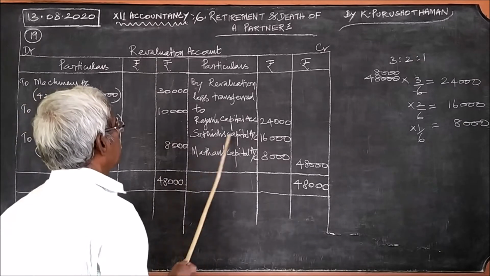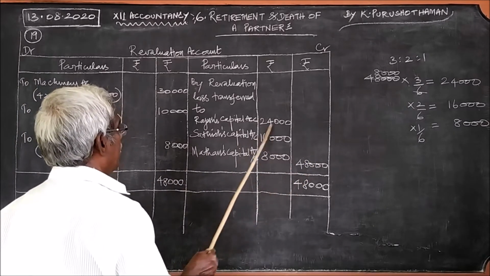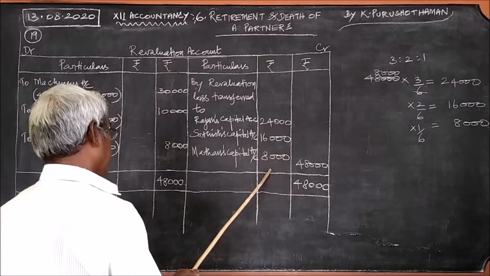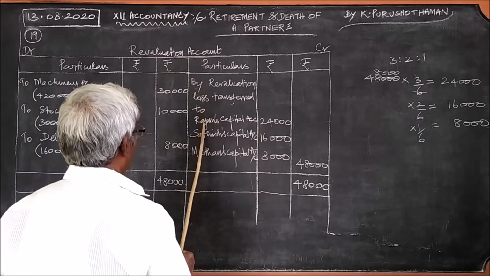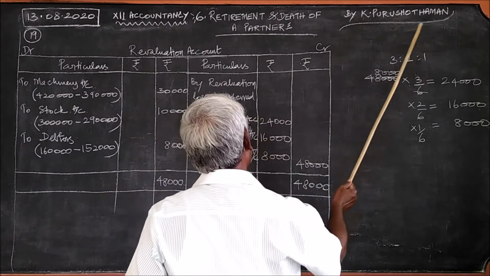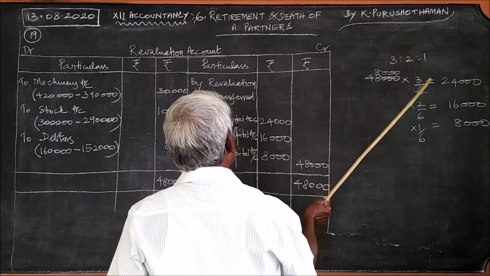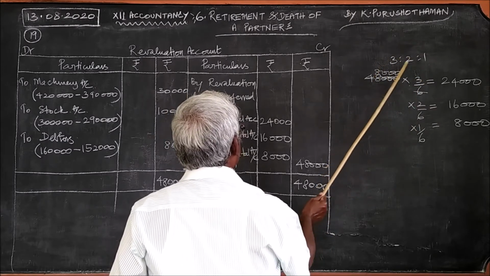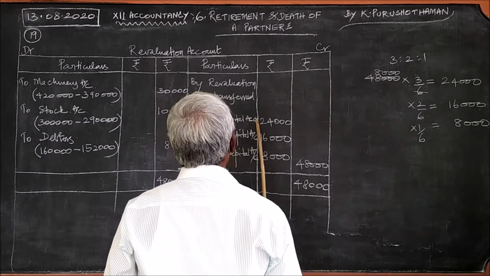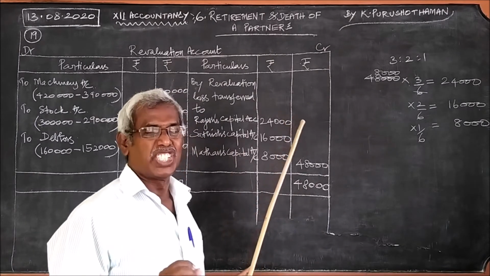Here there are only loss items, no profit item, the balancing figure 48,000, and therefore the total loss is 48,000. That loss should be divided among the partners Rajesh, Satish and Madan in the ratio 3:2:1, and therefore 3 plus 2, 5 plus 1, 6: 3 by 6, 2 by 6, 1 by 6. 48,000 into 3 by 6, 2 by 6, 1 by 6 we have calculated and written here. This is the revaluation account.